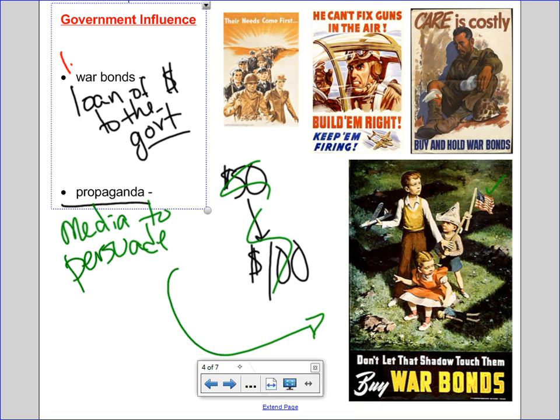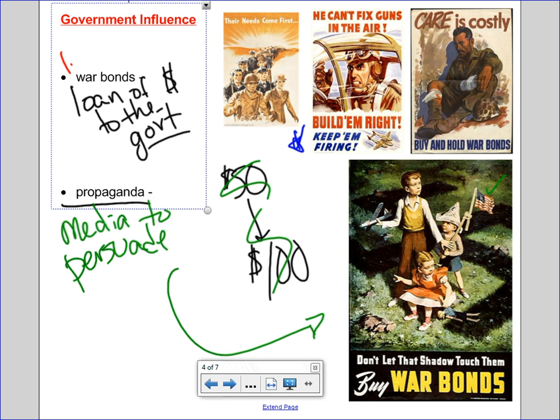It says, "Don't let the shadow touch them. Buy war bonds." And you can see the swastika, the Nazi symbol, in the background. So the whole idea here was to inspire people or motivate people to purchase these war bonds, to keep the Nazis or keep the enemy from attacking and invading the United States. Here's another good one up here. "He can't fix guns in the air. Build them right. Keep them firing." Once again trying to get people to work hard because our soldiers need it.